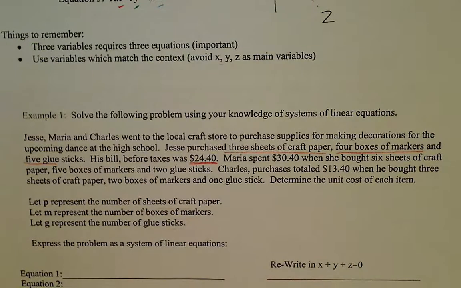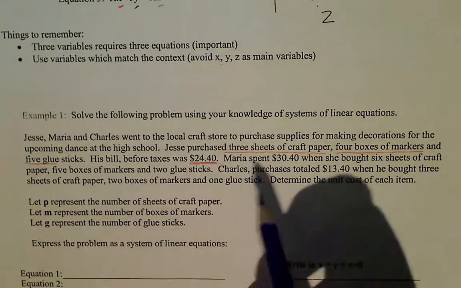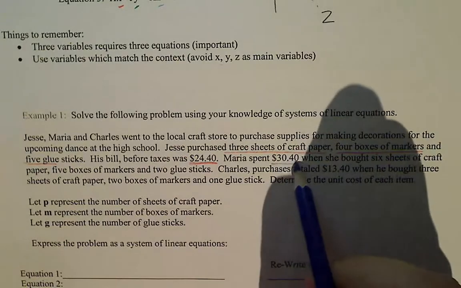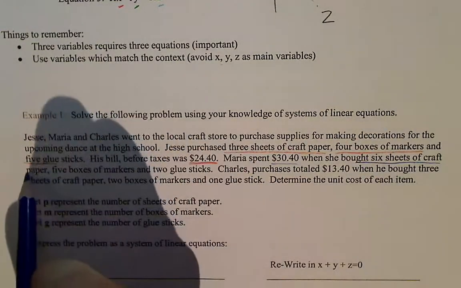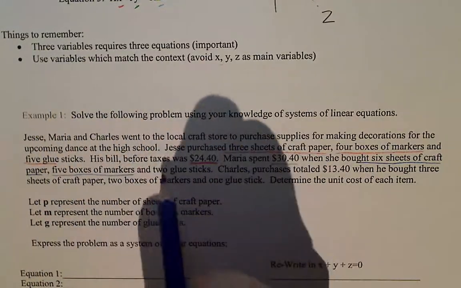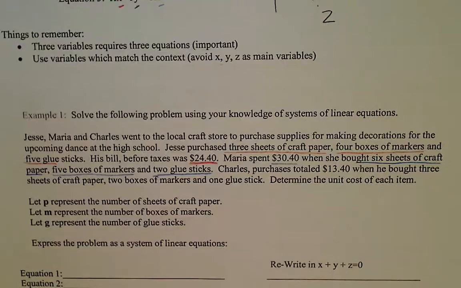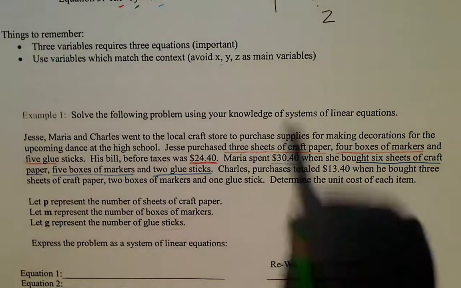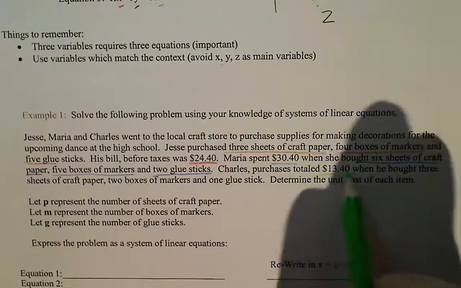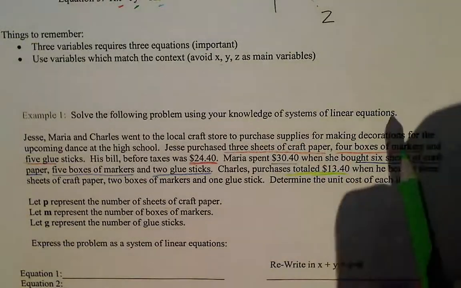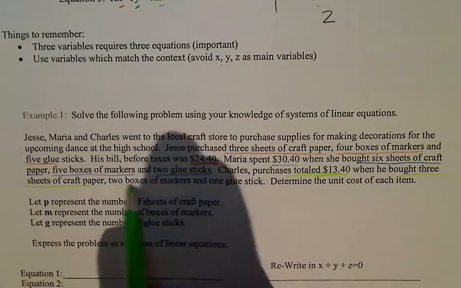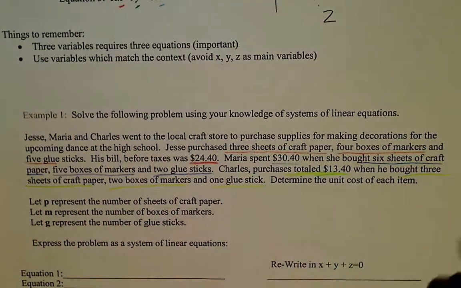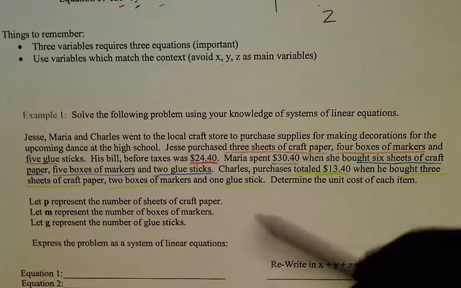If I keep reading, the next person spent $30.40, and she bought 6 sheets of craft paper, 5 boxes of markers, and 2 glue sticks. And then the last person had a total of $13.40, but he bought 3 sheets of craft paper, 2 boxes of markers, and 1 glue stick. So that's the information we're going to use to actually write the equations.